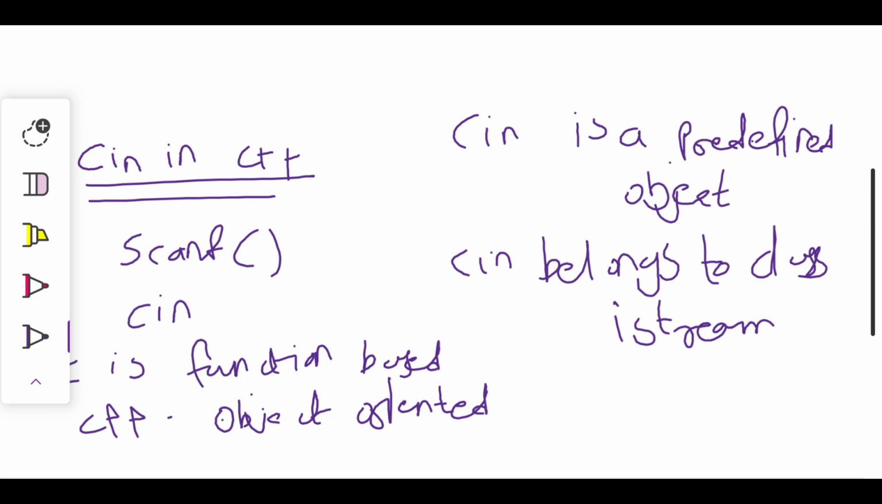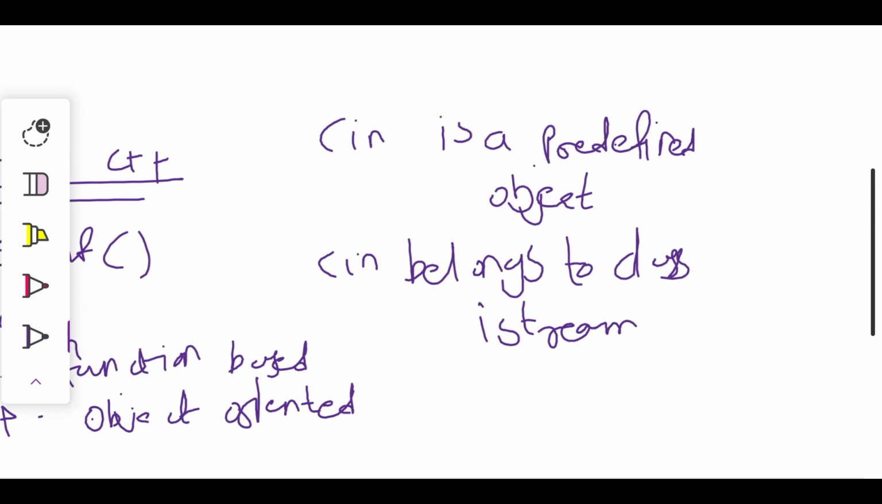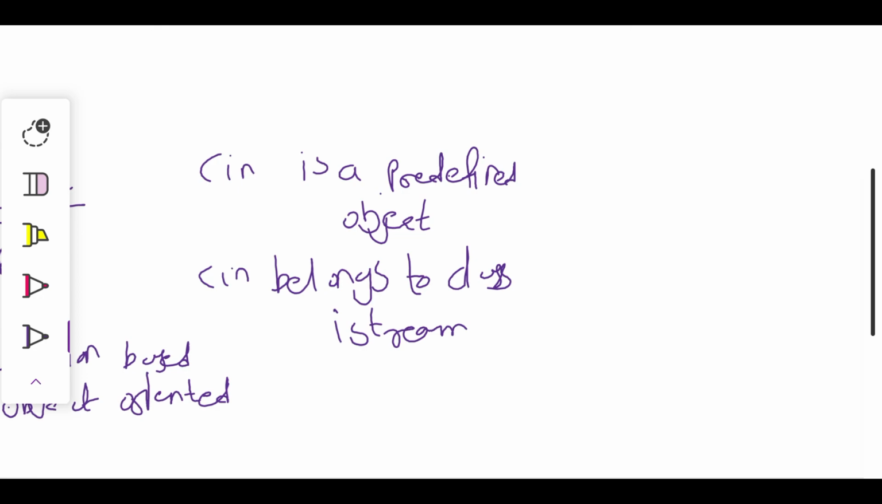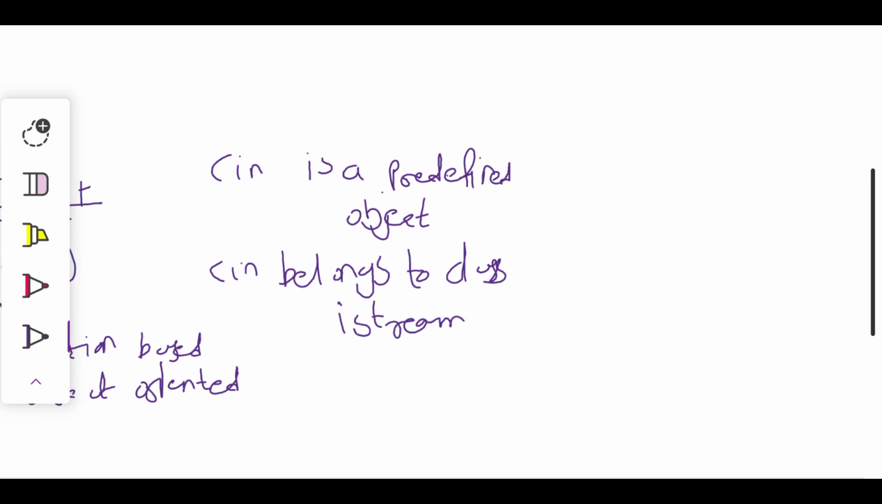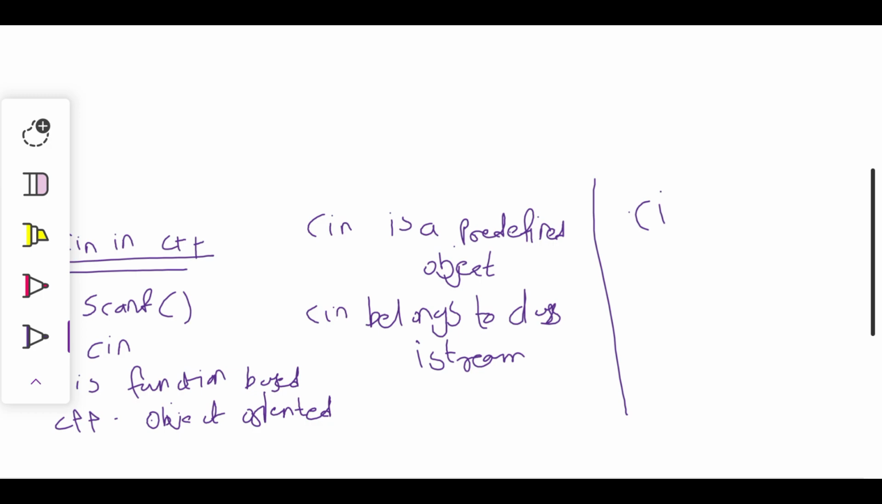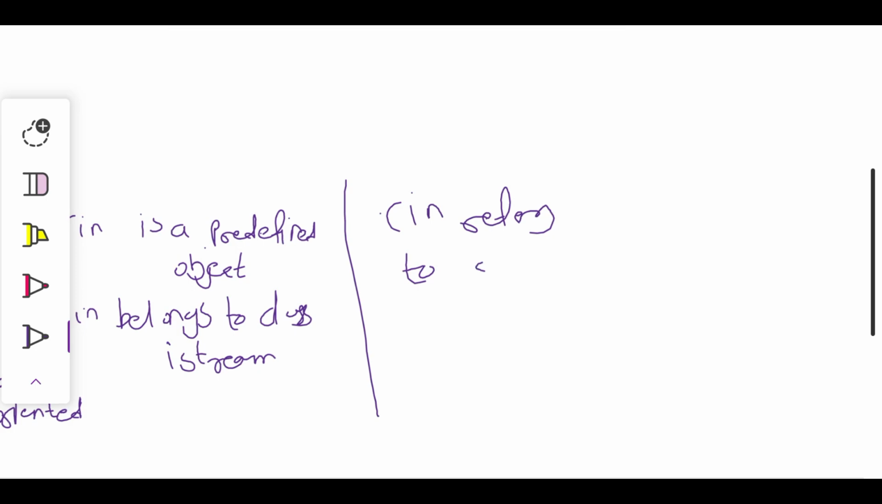So this is somewhat about cin. In the case of cout, we saw that it refers to the standard output device, that is the monitor. It gives output on the monitor. But cin always refers to the standard input device. And which is the standard input device? It is the keyboard.